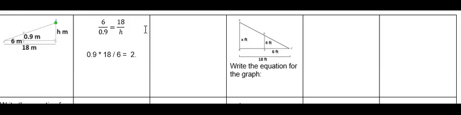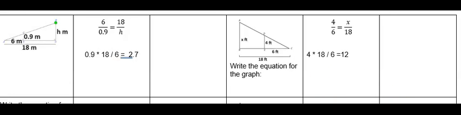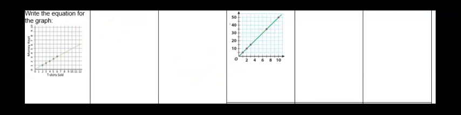I want you to pause the video right now, and I want you to try and do the second question. When you've done it, go ahead and unpause and look at the second question. There's more than one way you could do the second question, but your answer should be 12. Did you get 12? All right, the next question says write the equation for the graph.